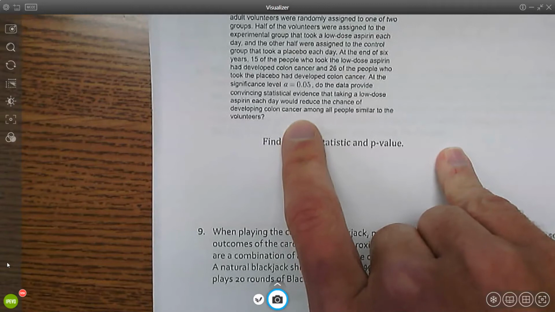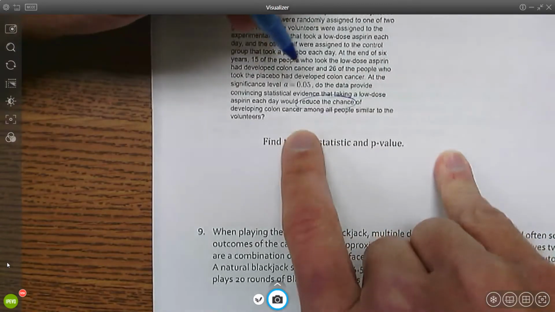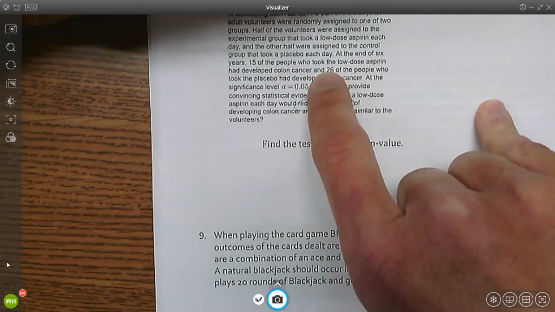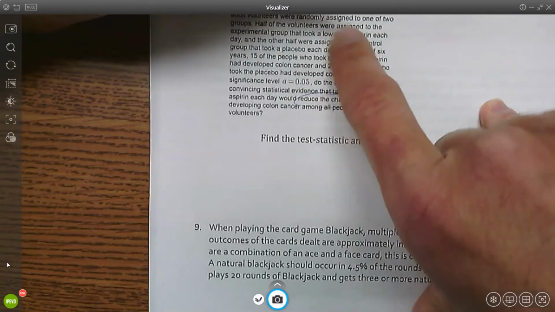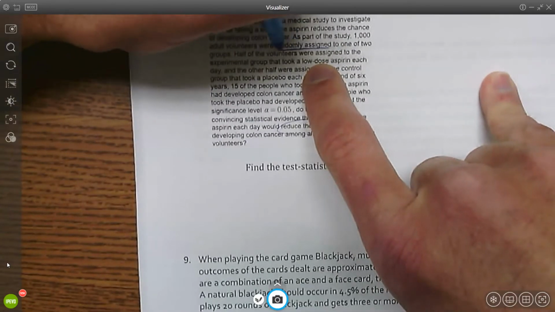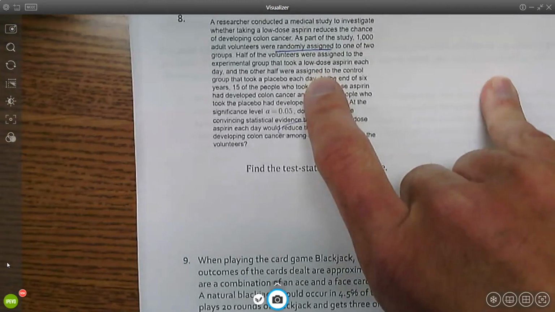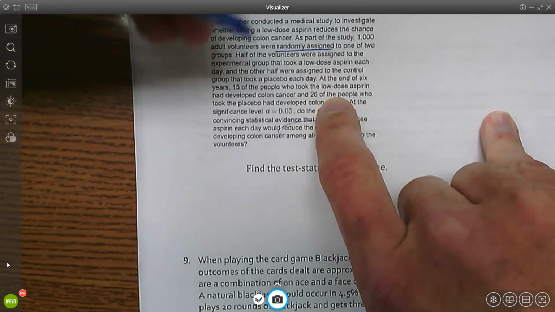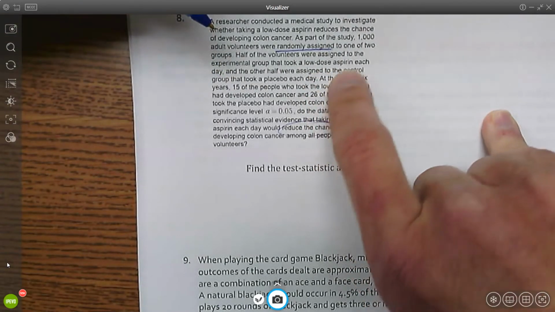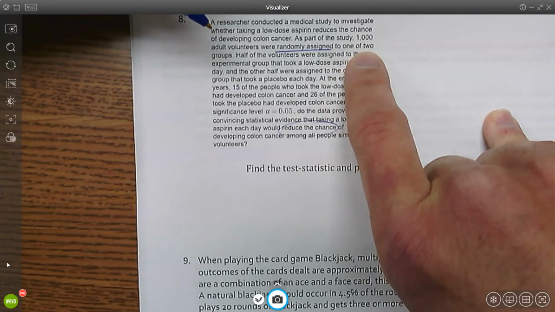Okay, question number 8. Is there convincing evidence that it would reduce the chance? So it sounds like a proportion. So it looks like two groups. There was a random assignment. So it's actually an experiment. Okay, randomly assigned to one of two groups.